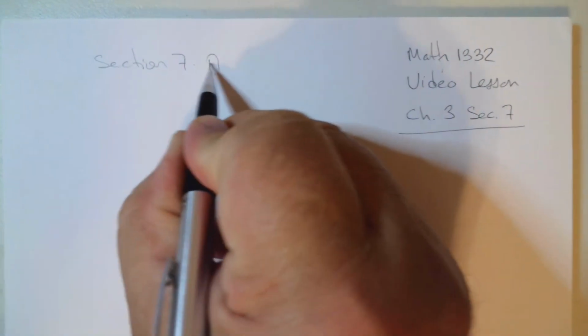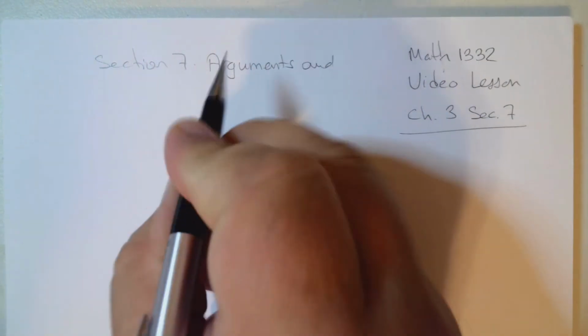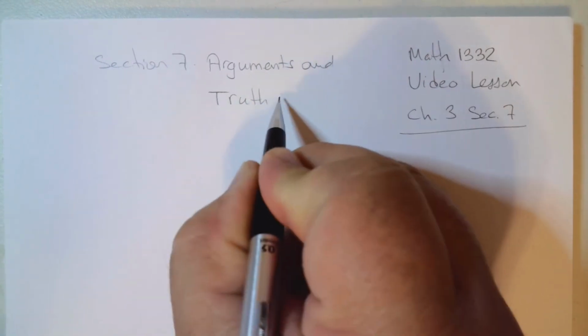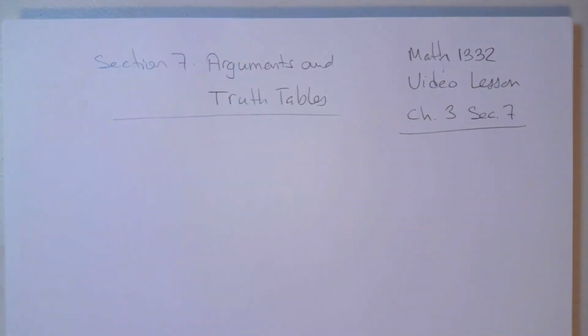Section 7 deals with arguments and their truth tables. In this section, we're going to learn what an argument is and how to use truth tables to prove whether an argument is valid or invalid. And then, hopefully by the end, once we prove these initial theorems, you don't have to repeat the whole process every time. Once you recognize a pattern, then you just say, okay, it's valid or invalid because of this reason.